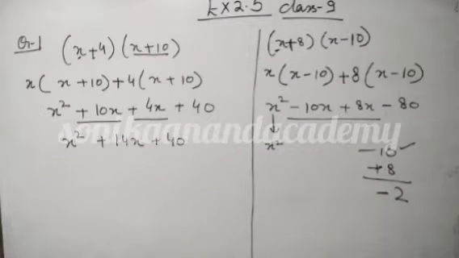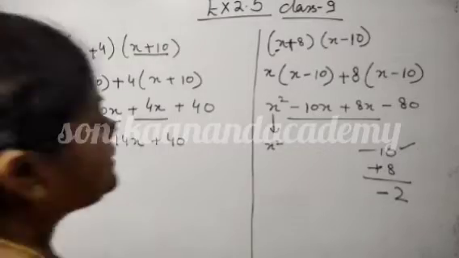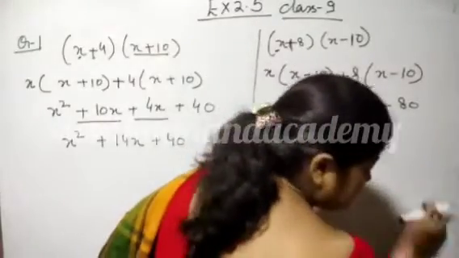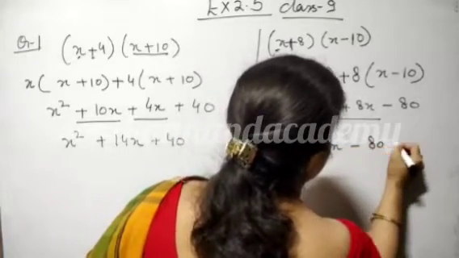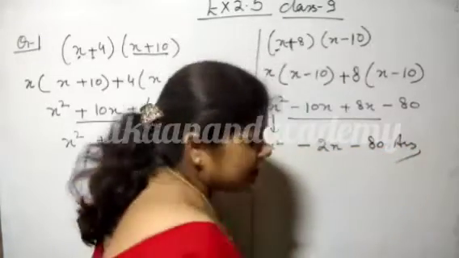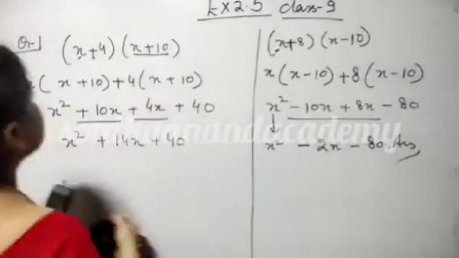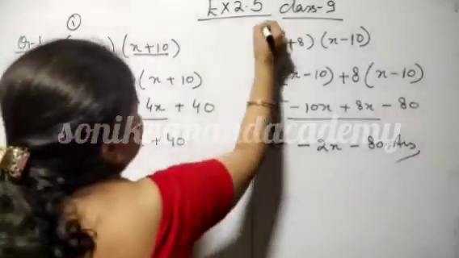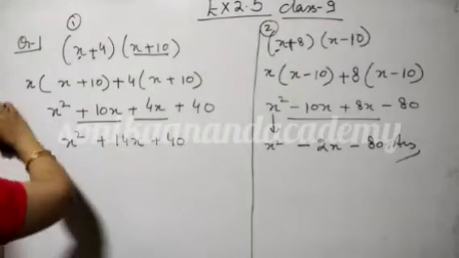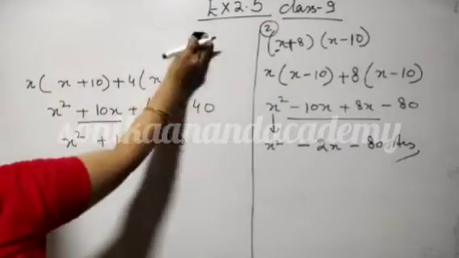So be careful in these types of questions. So what we get? Minus 2x minus 80. So this is our answer. In this way, we solve the following questions. So this is the first part of question number 1 and this is the second part of question number 1. Now we proceed to the next part.